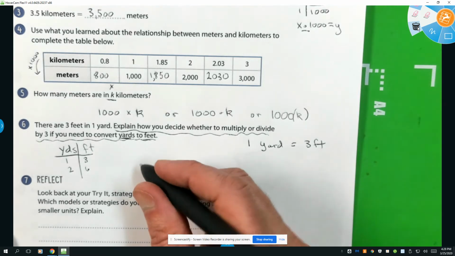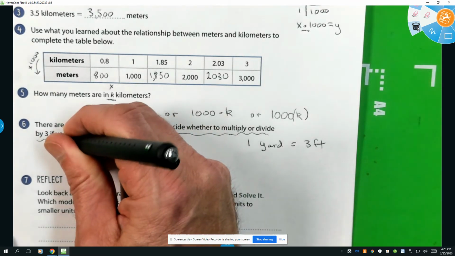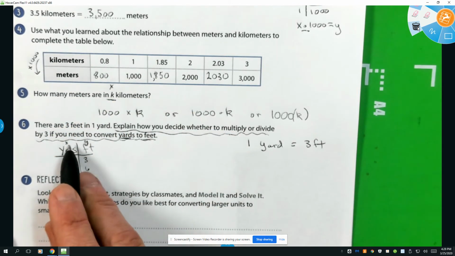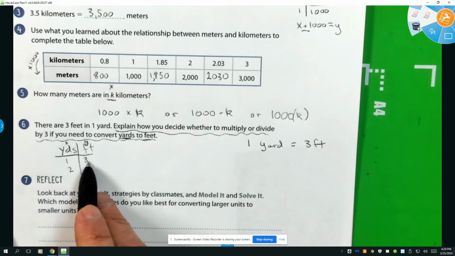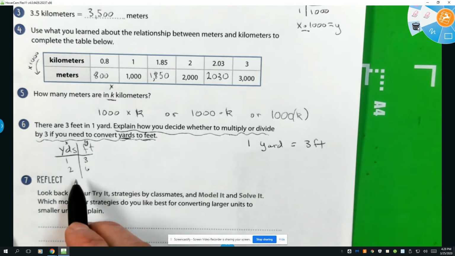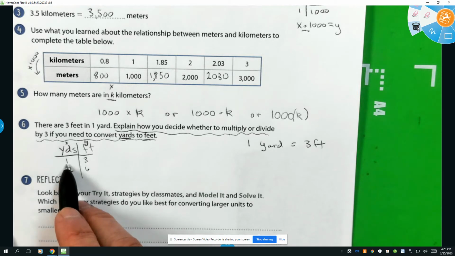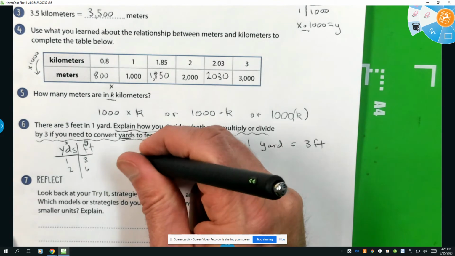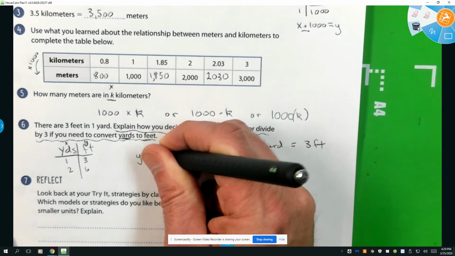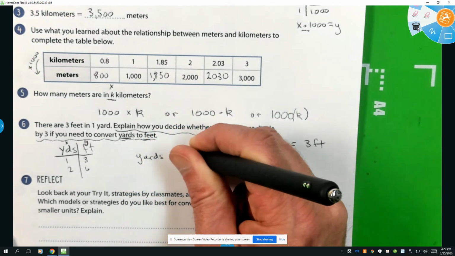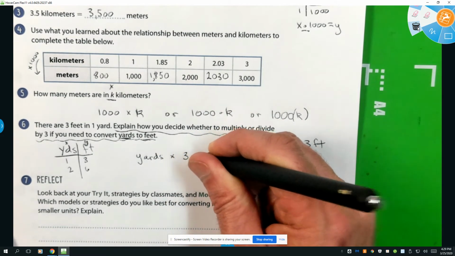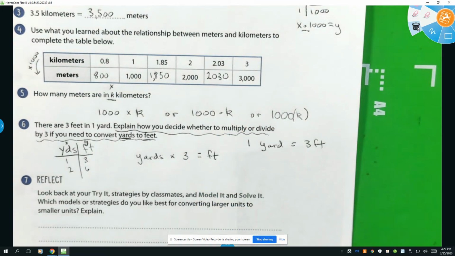Giving you a little pause here. How many of you looked at this as an X to a Y? All right, so to go from X to Y, to go from yards to feet, all I would have to do is say, okay, X times what equals Y? So I would go yards times 3 will equal feet.